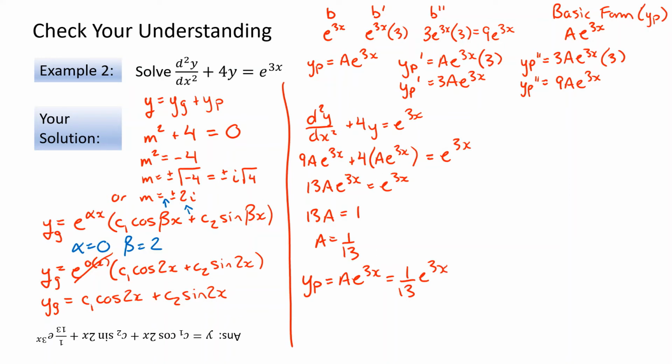Okay? So now we have both pieces, and our final answer, y is equal to our general solution plus our particular solution. So y is equal to c1 cosine of 2x. Sorry, I need more space. Let me just erase this. So y is equal to c1 cosine of 2x plus c2 sine of 2x plus 1 over 13 e to the 3x.